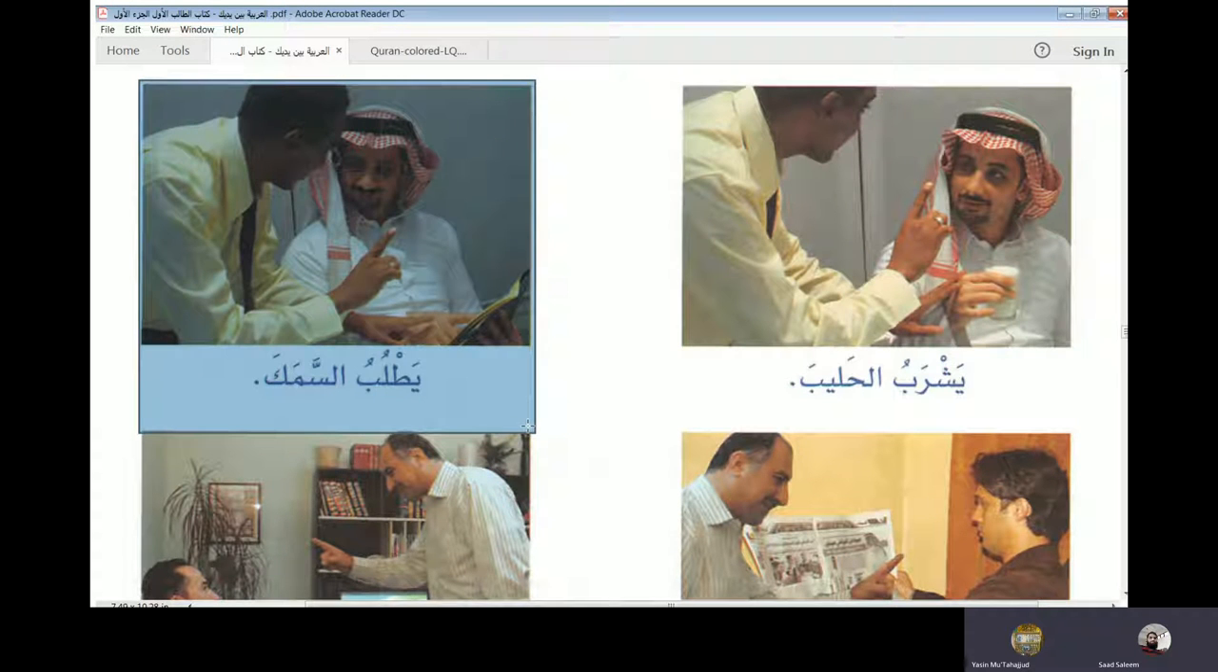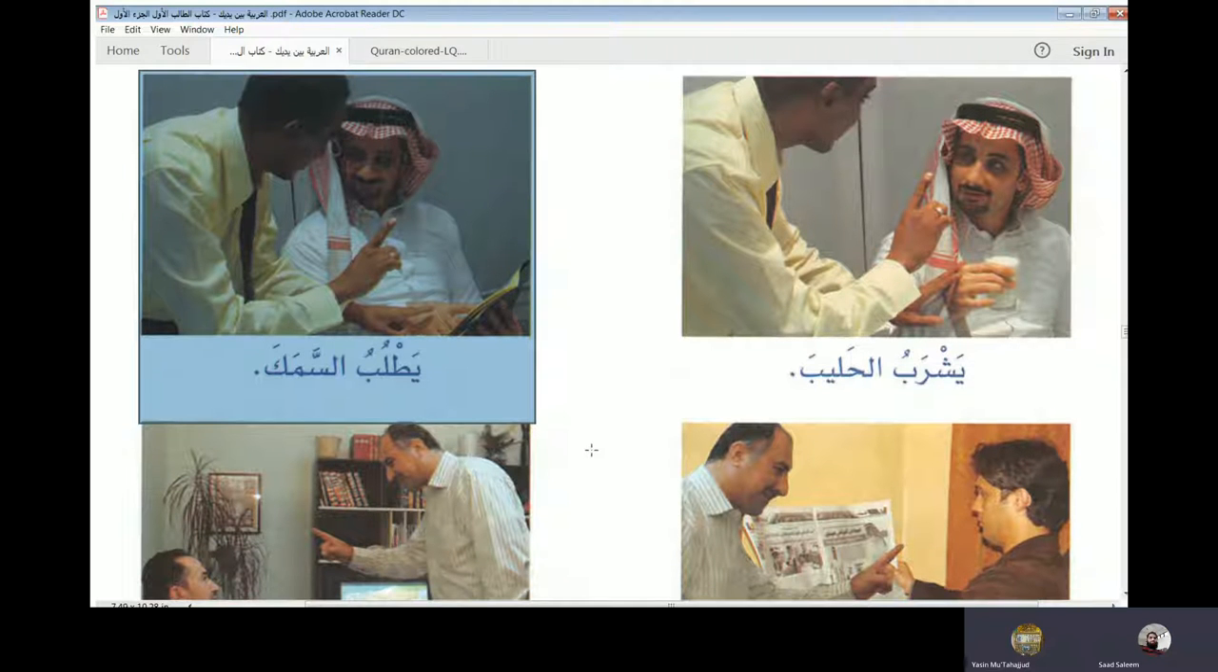Yatlubu as-samaka. Yatlub, that's he ordered fish. He ordered fish, right? As he orders fish. La tatlubi, la tatlubis samaka.